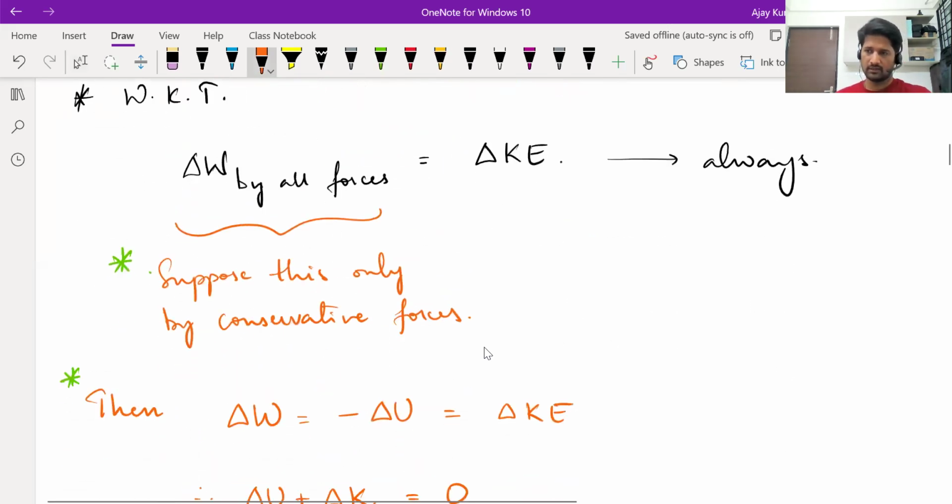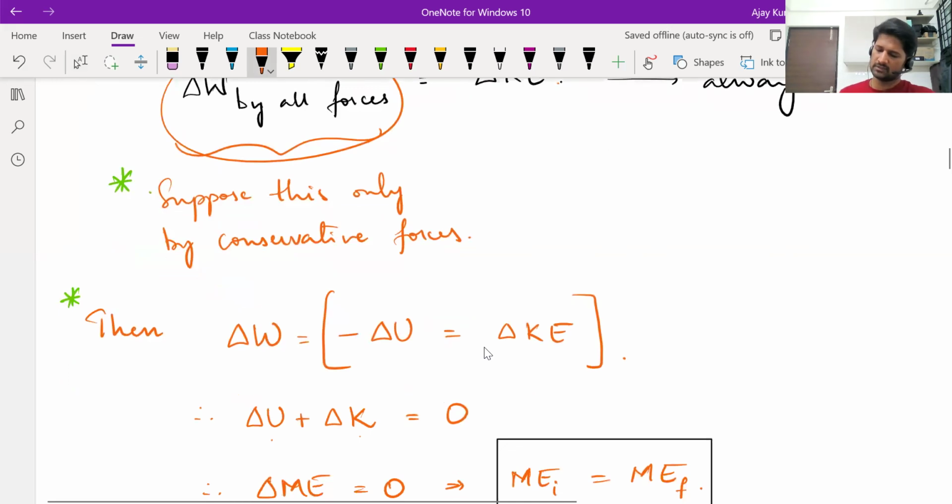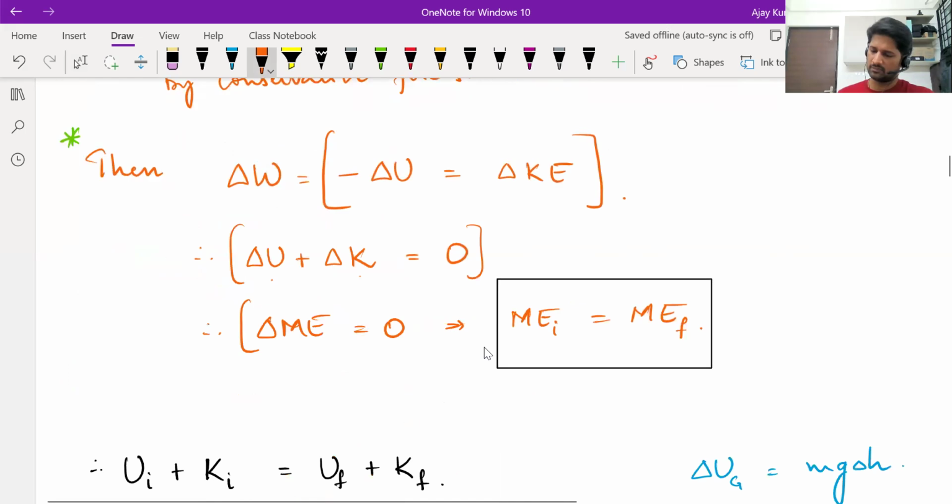Then we derived the law of conservation of mechanical energy using the work kinetic energy theorem. Work done by all forces is change in kinetic energy. And if work done by all forces is only the work done by conservative forces, then this term becomes negative of change in potential energy. So negative of change in potential energy is equal to change in kinetic energy, which means the sum of change in potential and kinetic is 0, which means total change in mechanical energy is 0. That is what mechanical energy conservation is.